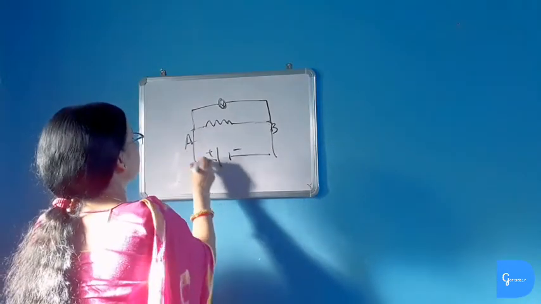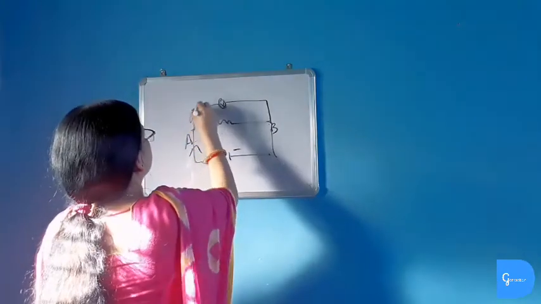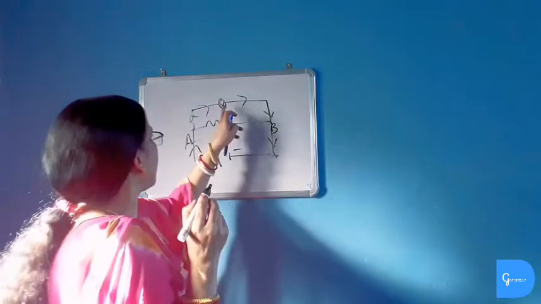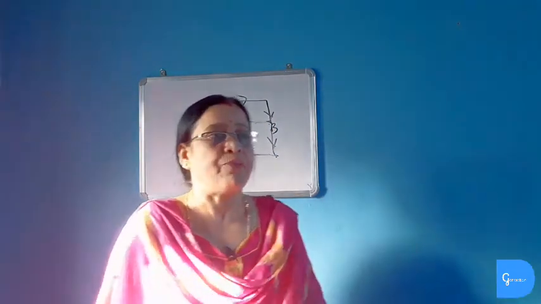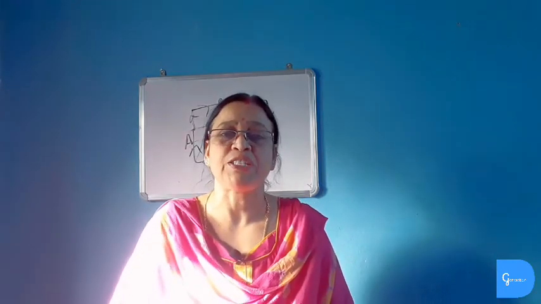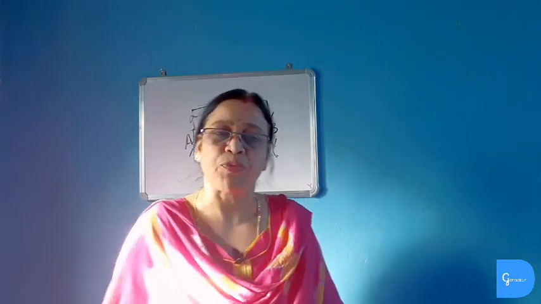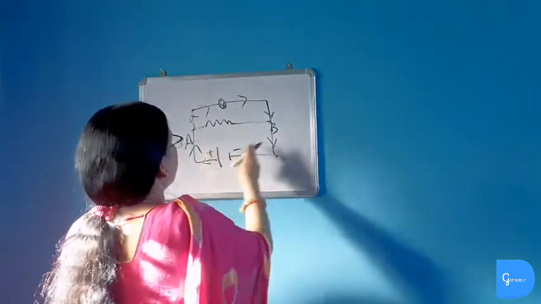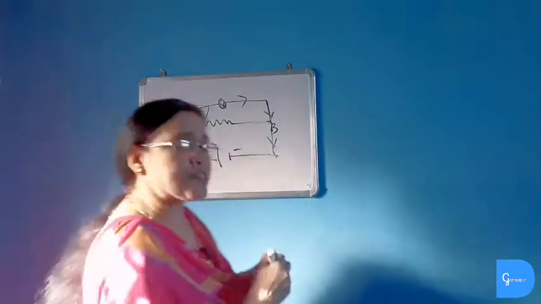An electric current flows, and as the voltmeter has very high resistance, very negligible current flows through the voltmeter and it does not cause any changes in the flow of electric current flowing through the circuit.